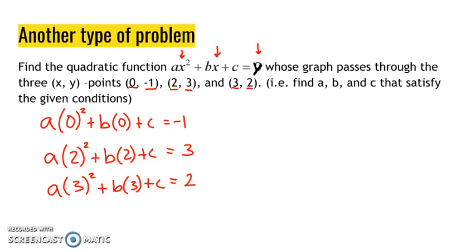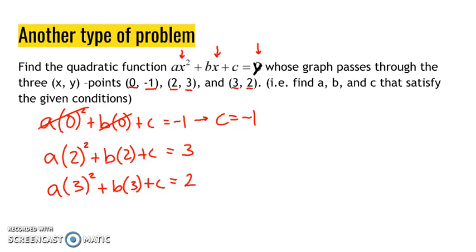First off, some of you may have noticed this first equation is going to be really helpful. Because if I have 0 squared, that's going to give me 0, and a times 0 gives me 0. So essentially, a's gone. Then I have b times 0, which is just 0, so my b's gone. So my top equation is c equals -1. So I've already solved for one of the variables that I needed.